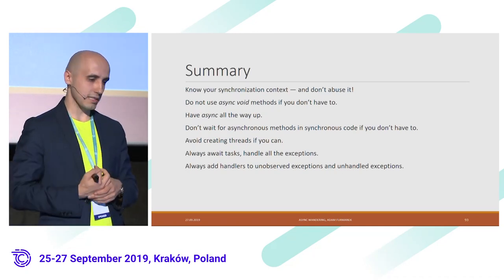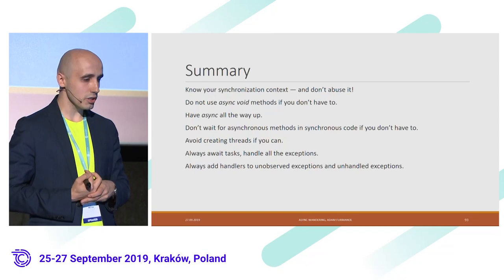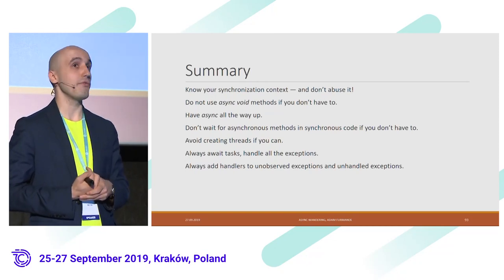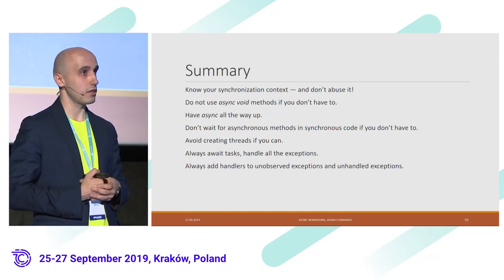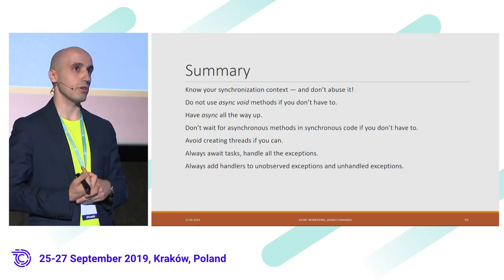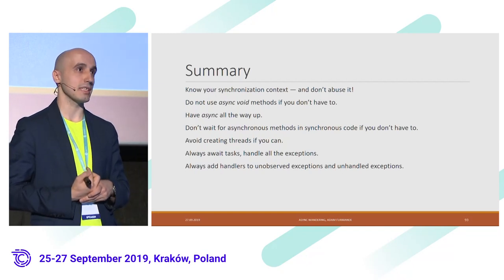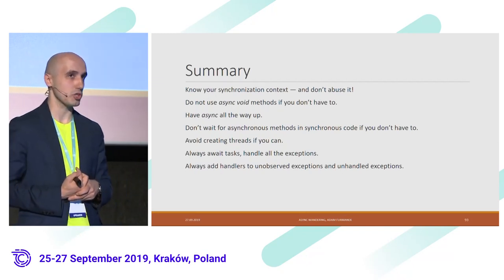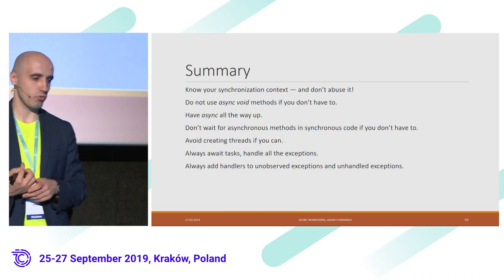Don't wait synchronously for methods, this we already mentioned. Always await the tasks, and if you don't, at least have a handler on the unobserved task exception. Because anything can go wrong in your application, but if your logging does not work and does not log all the exceptions, then things will go much, much worse.